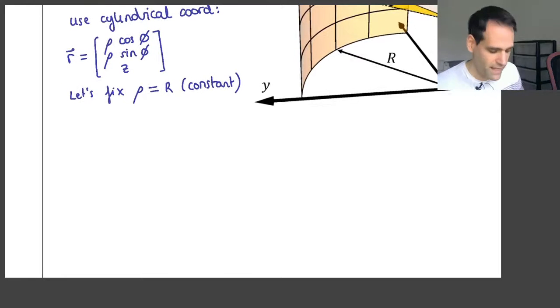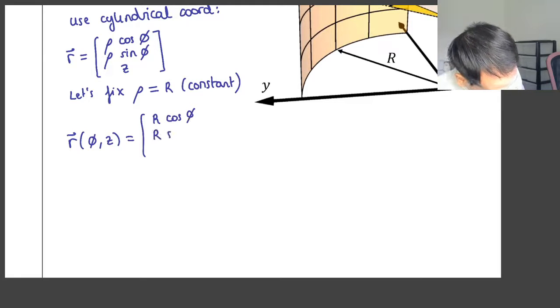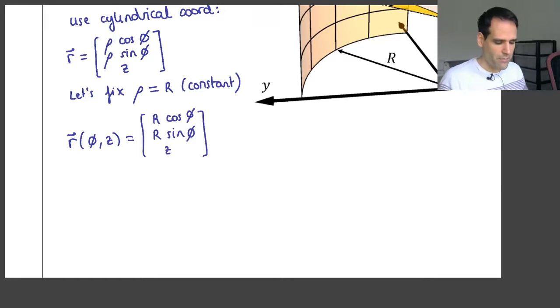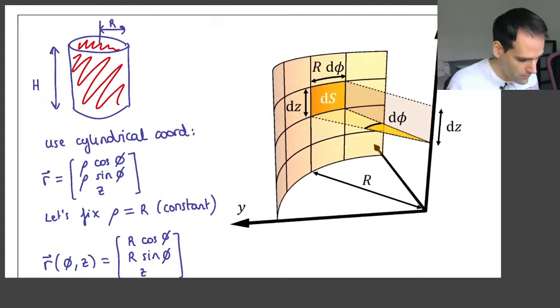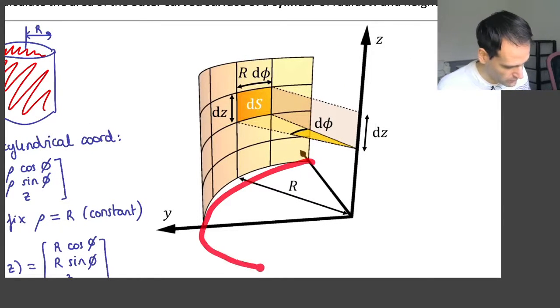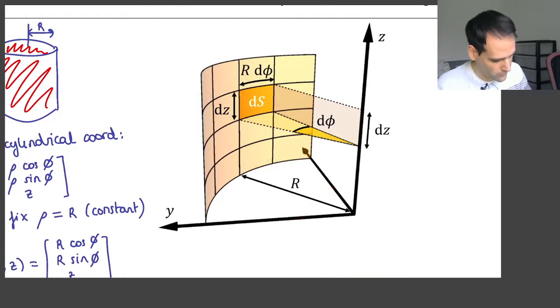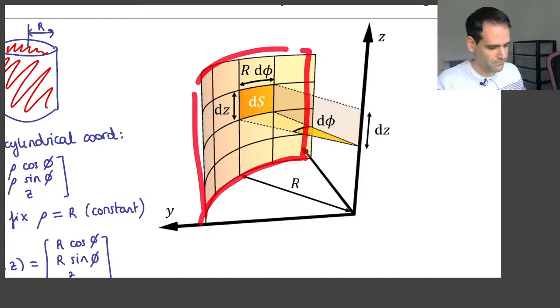Okay, and this means that our r vector now is a function of phi and a function of z, right? And it's given by r cosine phi, r sine phi, and z. Okay, so this would be our parametric surface of the cylinder. And here I'm showing 1/4 of this cylinder. Okay, so in reality this would continue around the z-axis. It would be a full circle, but I'm only showing 1/4. Okay, from phi equals 0 to phi equals pi halves.